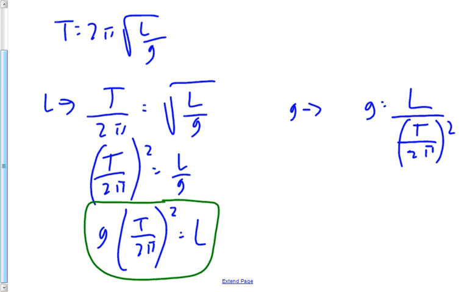That's not a very nice looking equation. L over T over 2 times pi with all the bottoms squared. It's not a nice looking equation, but it's the best we got. So we got to go with it, okay? Be prepared again to rearrange it to solve for either L or G.